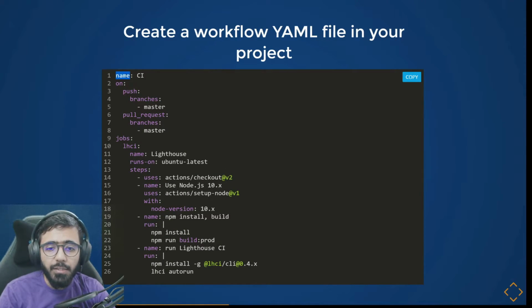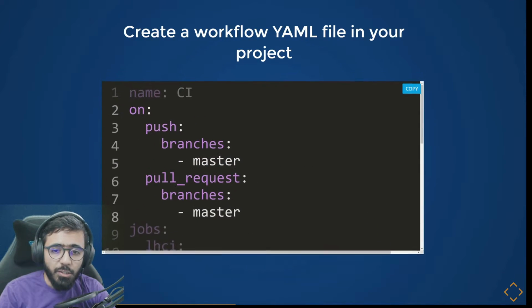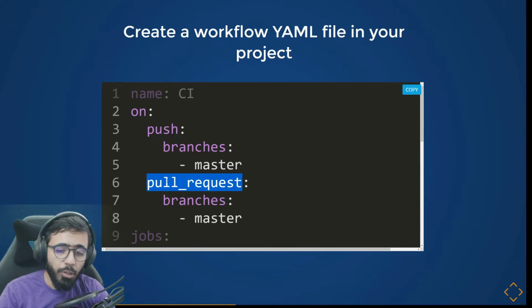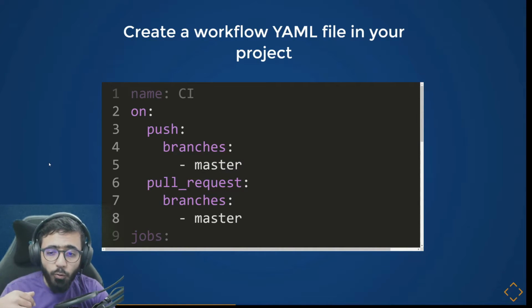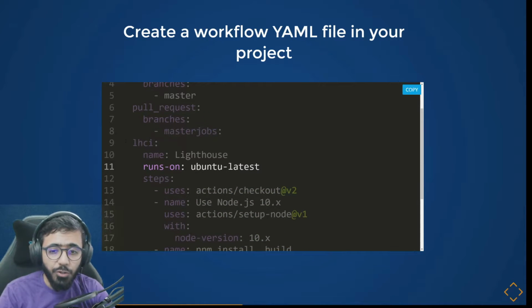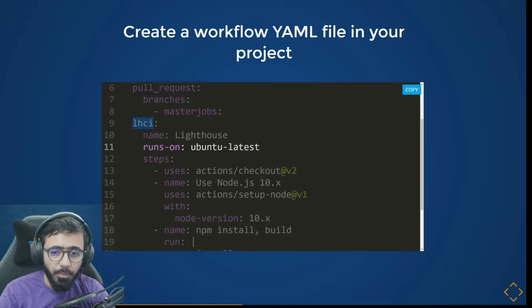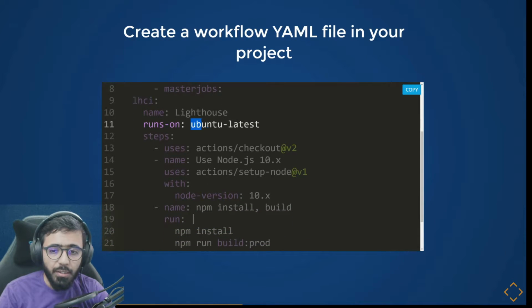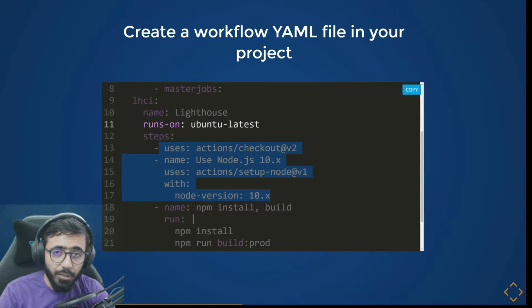So what we have here is the name of the pipeline, then we have "on", and this "on" basically has push and pull request. Now what we are saying is that for every push on master and for every pull request against the master branch, run this whole workflow. And then we have jobs. So we have a Lighthouse CI job, and inside we are telling GitHub to use the Linux operating system, or Ubuntu. And then inside we have other steps.